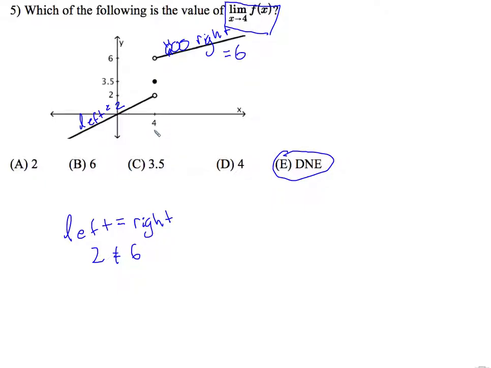So this is kind of the same mistake as the other one, where even though it's an open circle, the limit is still where the open circle is. Exactly. It's where you approach. So 3.5 is never correct for a limit.